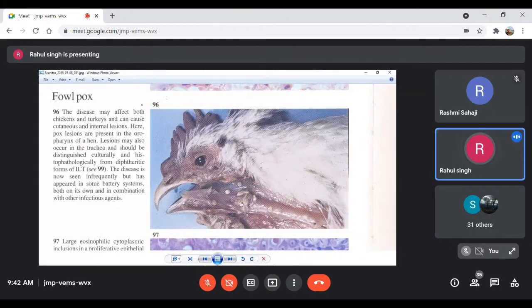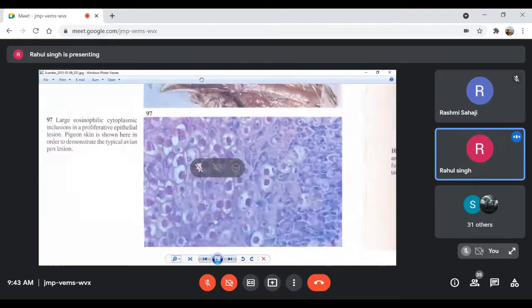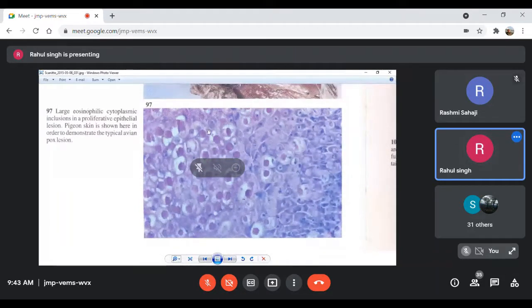Are the nodular growths visible? Yes, sir. These are the nodular growths, and these are the pox lesions, very typical pox lesions. And if we go for histopathology, we will find in the lesion enlarged intracytoplasmic eosinophilic inclusion bodies, also called Bollinger bodies or sometimes Borel bodies.